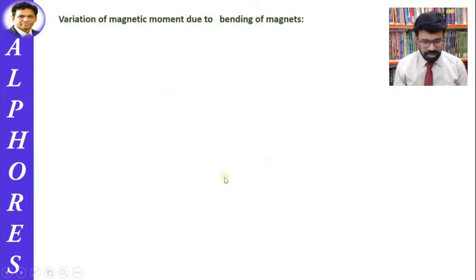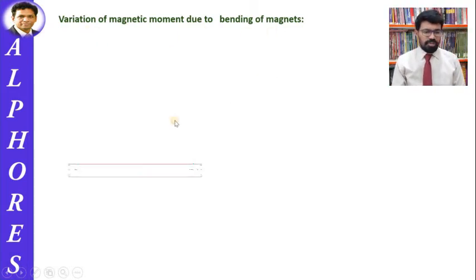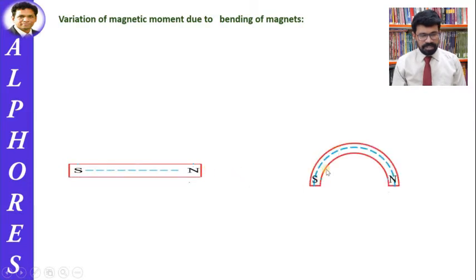Now let us talk about the variation of magnetic moment due to bending of magnets. I'm taking a magnet like this. Now it is bent like this. When the magnet is bent like this, what changes are you going to see? Let us try to understand this picture. Here, the separation between South Pole and North Pole is linear. Here, the shortest distance of separation between South Pole and North Pole is this one, isn't it? So the separation between South Pole and North Pole has changed when the magnet is bent.